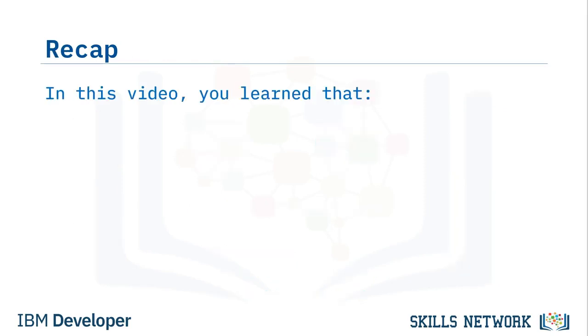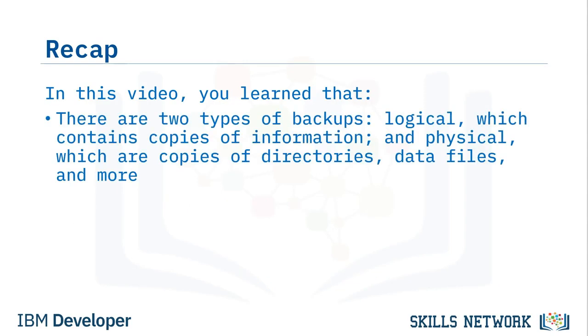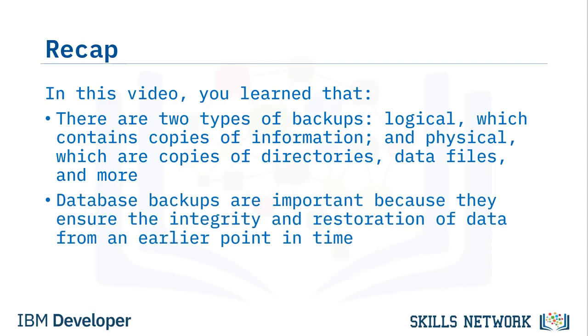In this video, you learned that a logical backup contains copies of information about a database, and physical backups are copies of directories and data files, including data controls, transaction files, and archived logs. Backup copies allow data to be restored from an earlier point in time to help the business recover from an unplanned event. Storing the copy of the data on a separate medium is critical to protect against primary data loss or corruption.